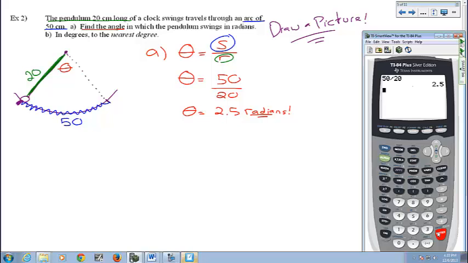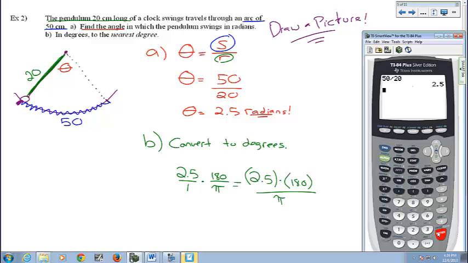Now, in B, I am asked to find the same angle in degrees. So I will take my theta, 2.5 radians, and convert it to degrees by using my conversion factor. In other words, I'm going to multiply 2.5 over 1 by 180 over pi. Now I can rewrite this fraction as 2.5 times 180 over pi. I know what you're saying: oh no, I'm supposed to be in degrees. I should have no pi. It should be an exact number.